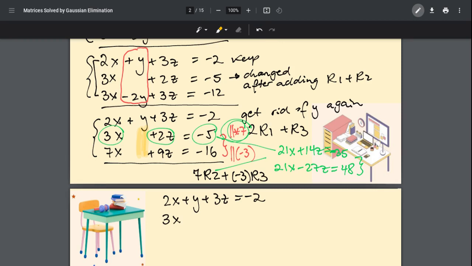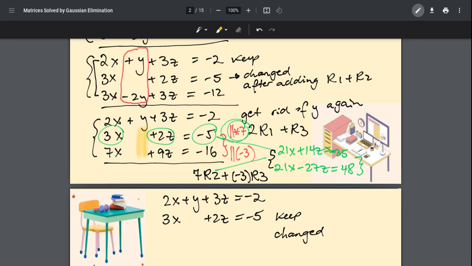Because if you just add it up and then eliminate, you would lose the number of equations that you need in order to keep going. So that's why I'm going to keep this one, and I'm going to change my third by addition. Okay, this one will be changed.